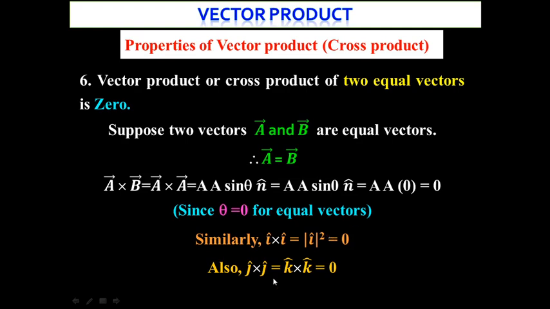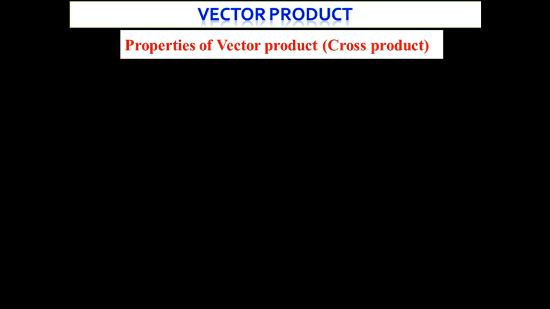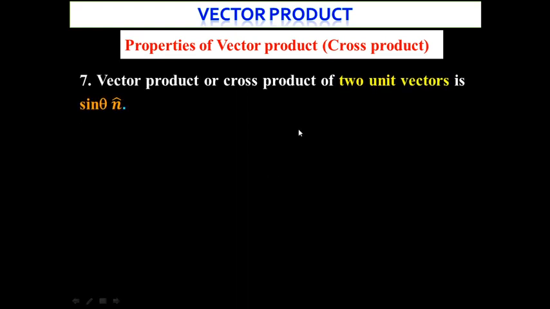Now we will see property number 7. Property number 7 is the vector product or cross product of two unit vectors. If we take two unit vectors, their vector product will be sine theta into n cap, where n cap is the unit normal vector. The vector product or cross product of two unit vectors is equal to sine theta into n cap.